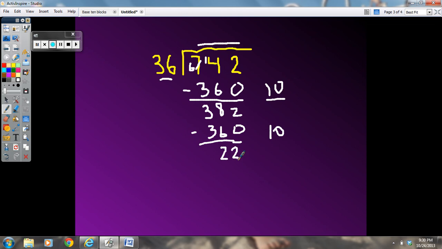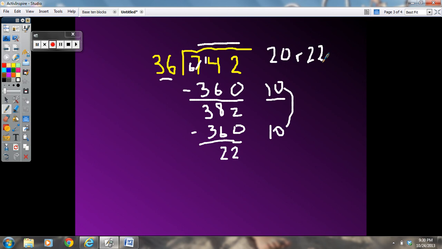At this point I could see I have 22 ones blocks left. I cannot make one group of 36. Therefore, what I'm left with is a total of 20 groups of 36 that I made, and I have a remainder of 22. And that's how you use partial quotients.